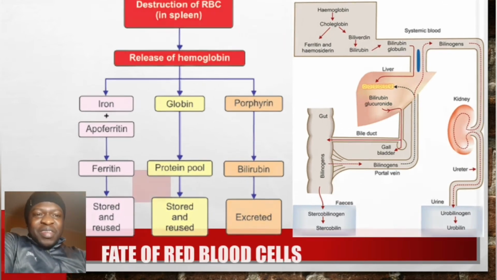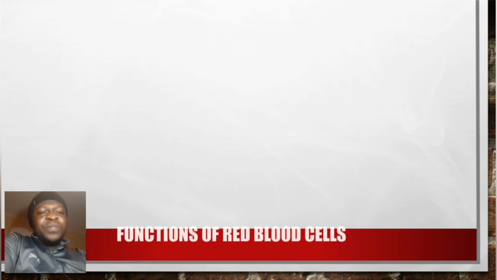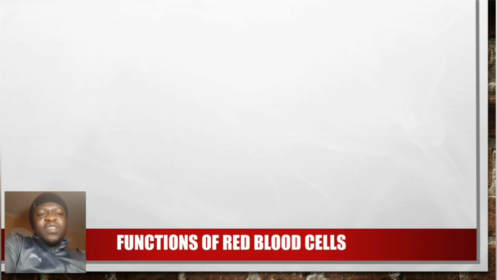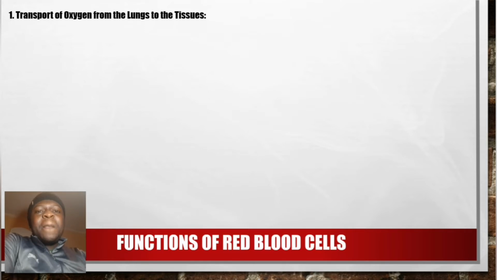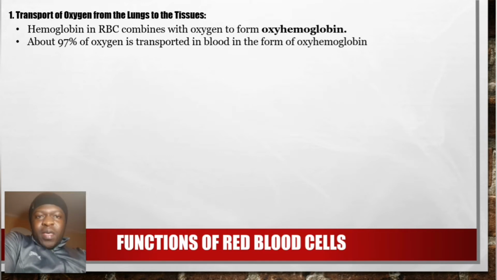Okay, so let's continue with RBCs. What are the functions of red blood cells? Number one is transport of oxygen from lungs to the tissues. Hemoglobin in the RBCs combines with oxygen to form oxyhemoglobin. About 97% of oxygen is transported in blood in the form of oxyhemoglobin.